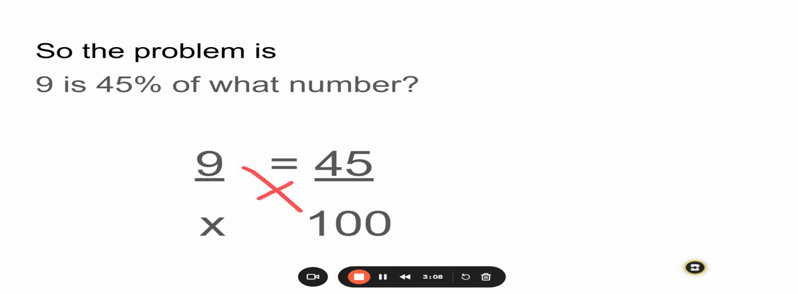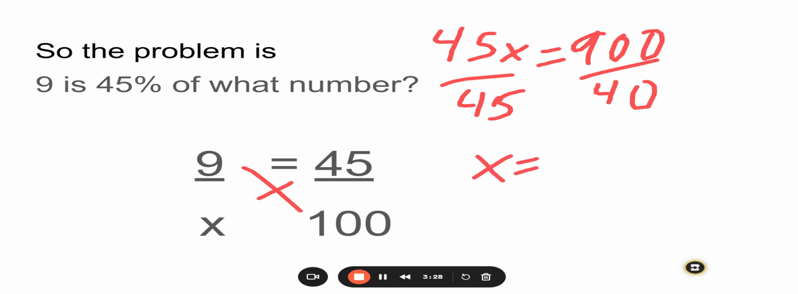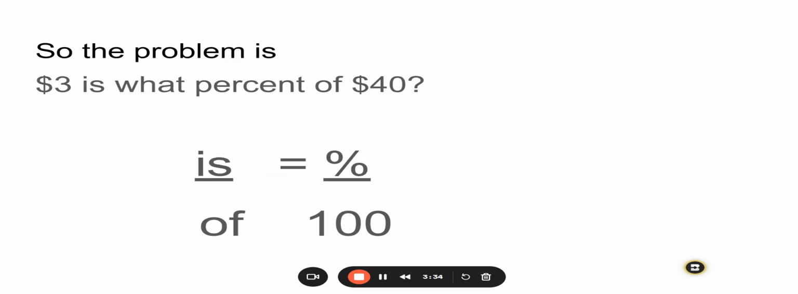From here, cross multiply and divide. 45 times x gives me 45x, and then 9 times 100 gives me 900. Divide both sides by 45, and I think that should give me 20. Let's see, 900 divided by 45. Let's go. Big brains in the building. I'm doing this in my head too, y'all. I'm goated. All right, that's it. Simple as that. Let's go on to the next one.